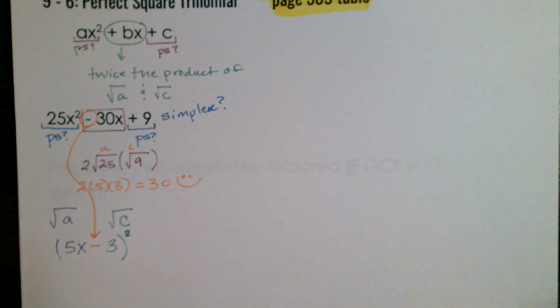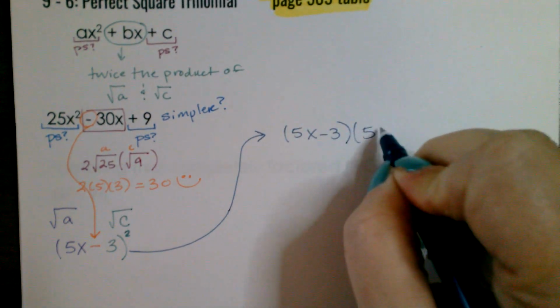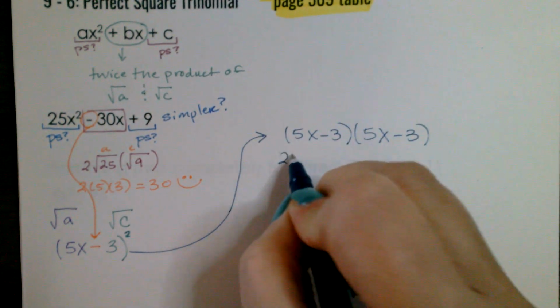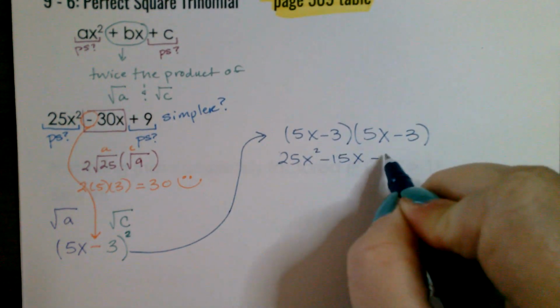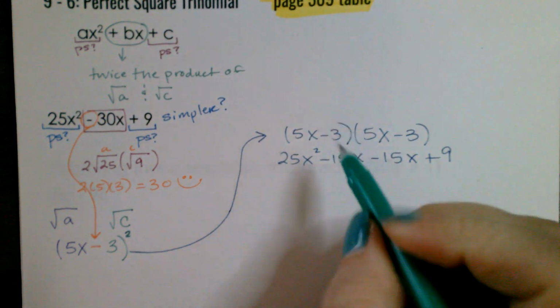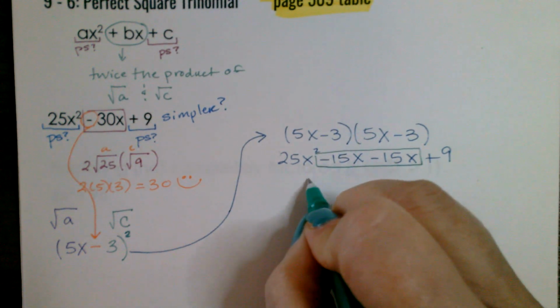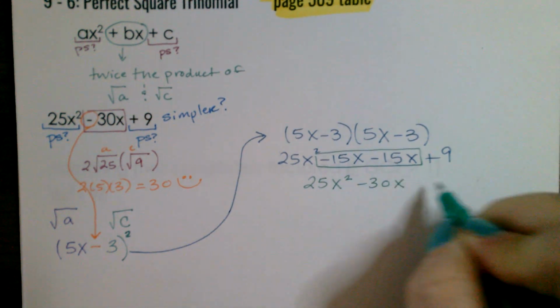Wow, that's a lot of stuff I just did. Well, let's come over here and test it. If I take 5x minus 3 times 5x minus 3, will I get back to where I started? So I'm going to FOIL. And I know you're experts at this. We have to combine the center terms. So I get 25x squared minus 30x plus 9.